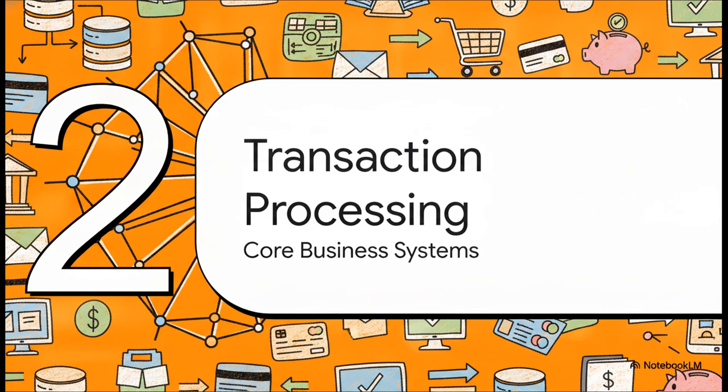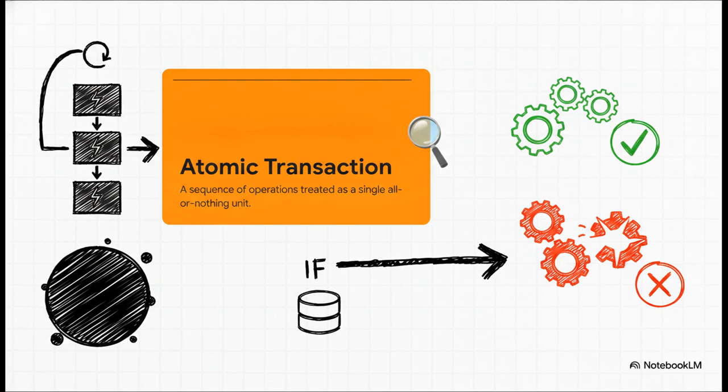Moving right along to Section 2, Transaction Processing Systems. Now, transaction processing systems are the absolute backbone of almost all interactive business systems, from banking to online shopping. But to really understand them, we need to lock down a fundamental technical term, the database transaction. A transaction is a sequence of operations that is treated as a single atomic unit. And atomic simply means all or nothing. Every single operation in the transaction has to be completed before any database changes are made permanent.